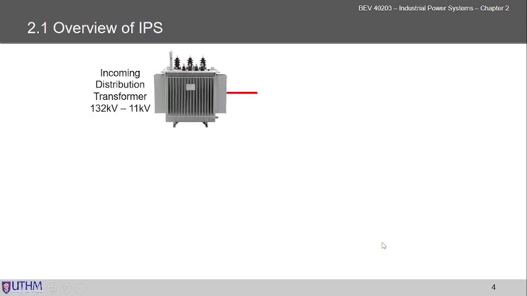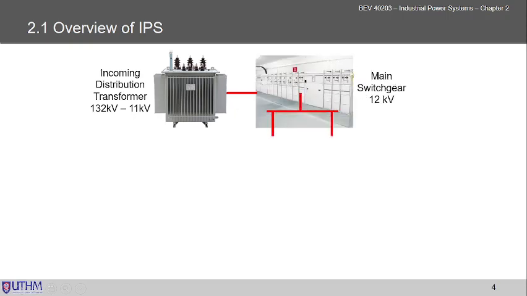And this is the illustration of the IPS when we enter a factory. For example, the incoming distribution will be in front of you. The rating of the transformer will be from 132 kV to about 11 kV. And normally when we pack the switchgear after the distribution transformer, what we are going to be concerned with is the switchgear kV, which, if you look at here, is 12 kV.